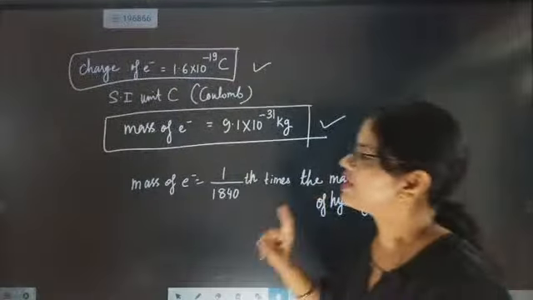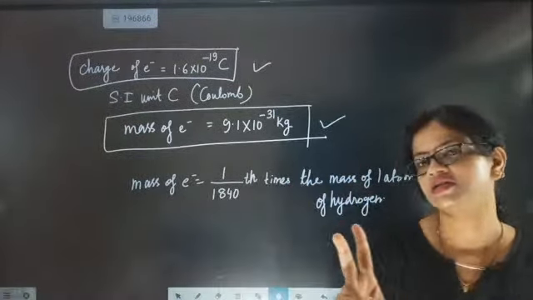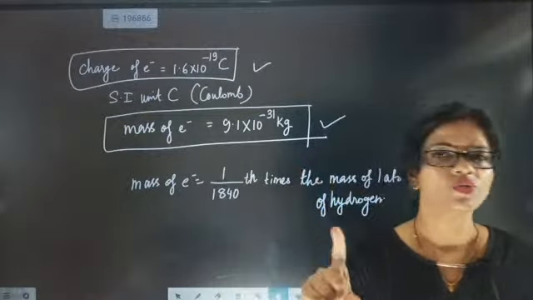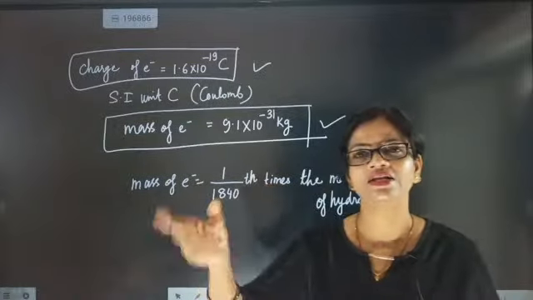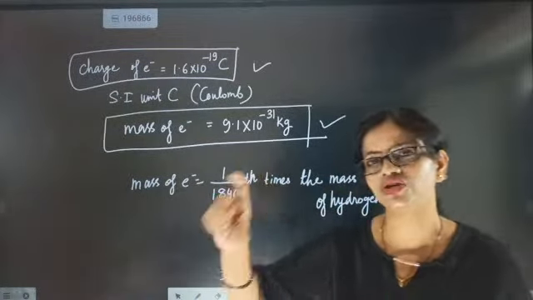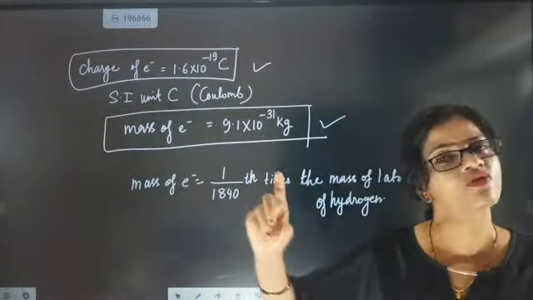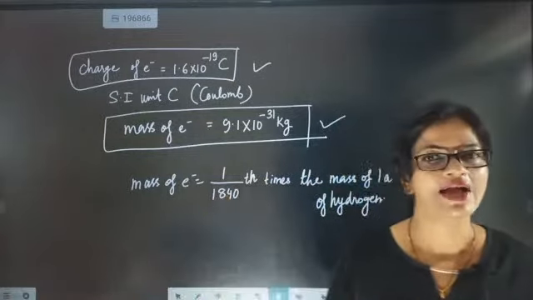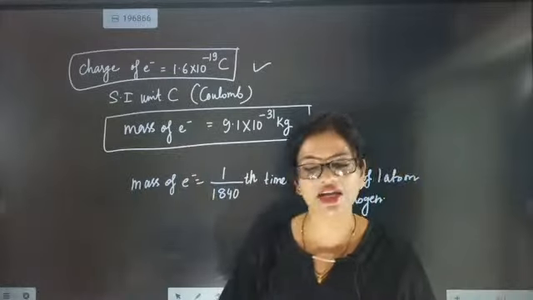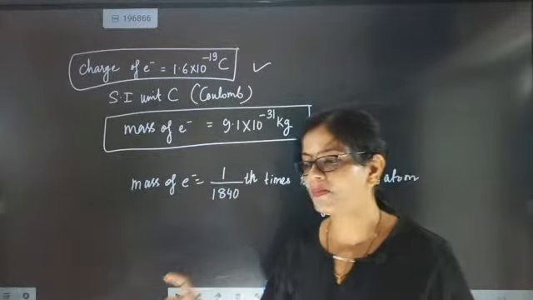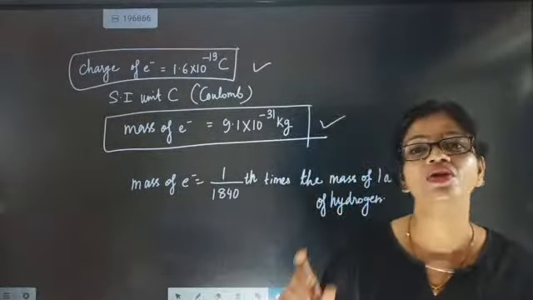Till here everybody understood? We discussed two experiments. One was J.J. Thomson's experiment, which we have already seen in the past, where they tried to observe the deflection of cathode rays in electric and magnetic fields. After that we saw the Millikan oil drop experiment, and from there we got the charge.